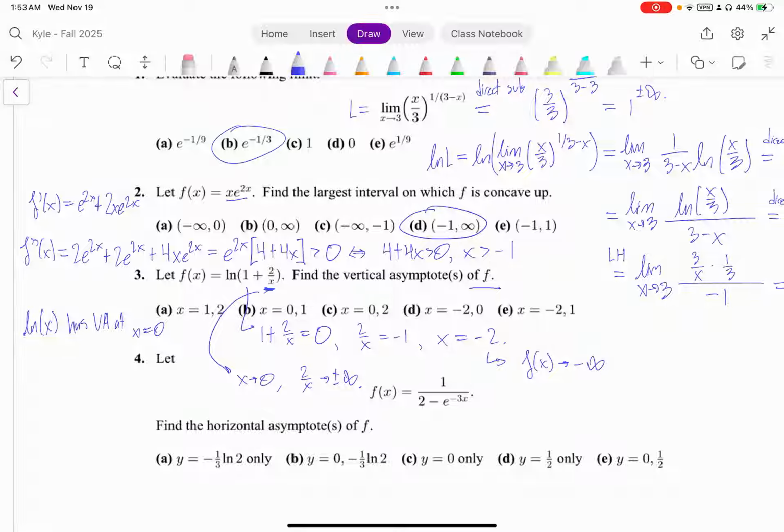And in particular, if x goes to 0 from the right-hand side, so if we're going to positive infinity, then 1 plus 2 over x goes to positive infinity. So then ln of 1 plus 2 over x goes to positive infinity because ln is unbounded as the input goes to infinity. So then our asymptotes are going to be at -2 and at 0.